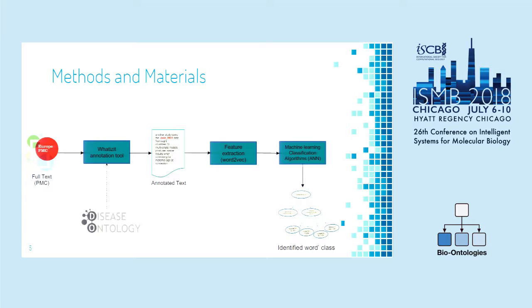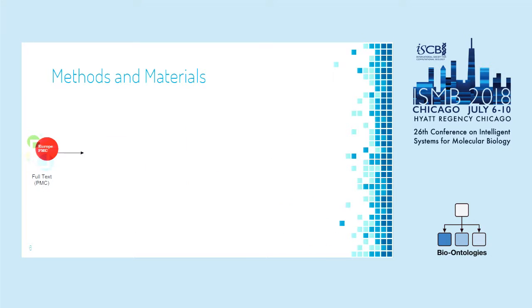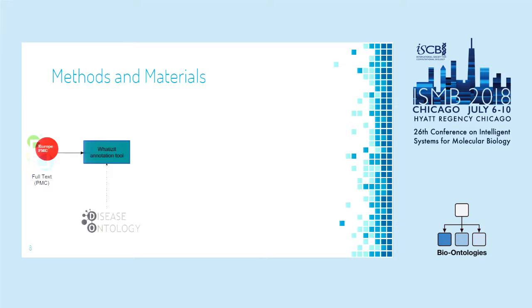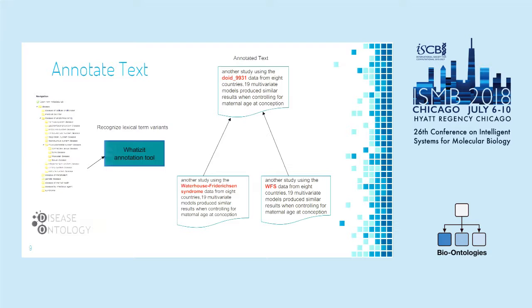So this is our workflow. We start with 1.6 million open access full texts from Europe PMC. After that, we annotate this corpus using an annotation tool that takes each entity in a text and normalizes it to its corresponding ontology class. So here we have those three words. The first is the abbreviated term of a disease, and another is the full term of a disease, and both of them normalize to the same class ID in the text.